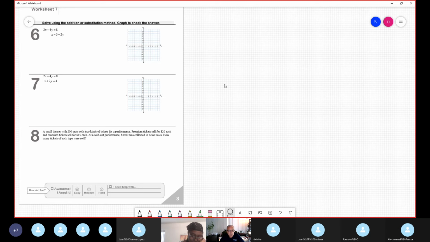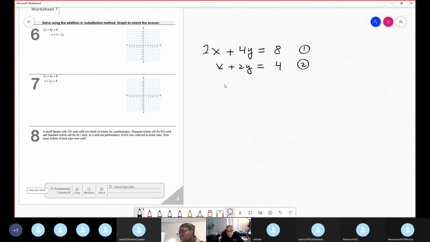Okay, let's do it. 2x plus 4y equals 8. x plus 2y equals 4. Equation 1, equation 2. Let's do an elimination. You multiply equation number 2 by negative 2. When you multiply the entire equation by negative 2, you have negative 2x minus 4y equals minus 8. And this is my new equation two.